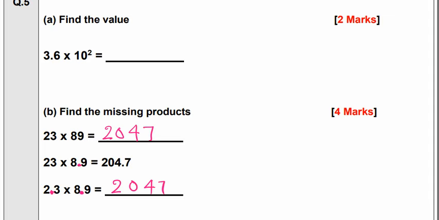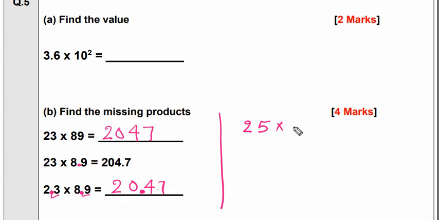Now here you have 2 points, so what will happen? 2047, but where will your point be? That's the question. Will it be here, here, here, or where? After the point there is one number, after the point there is one number, so we have 2 places, so move here.